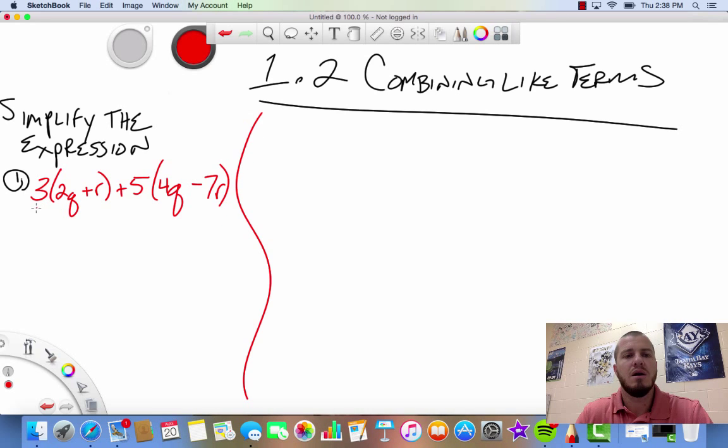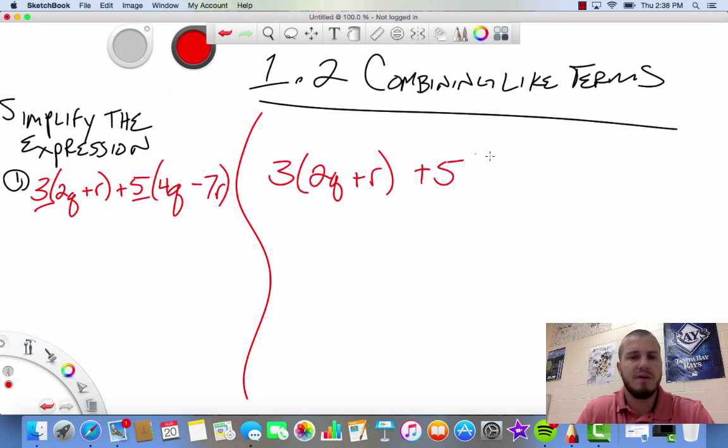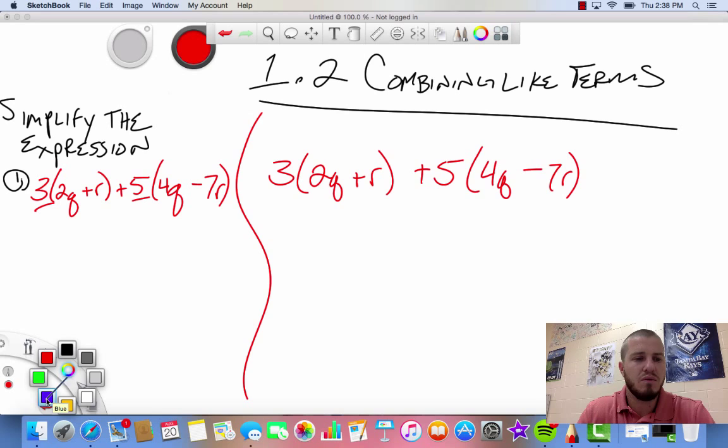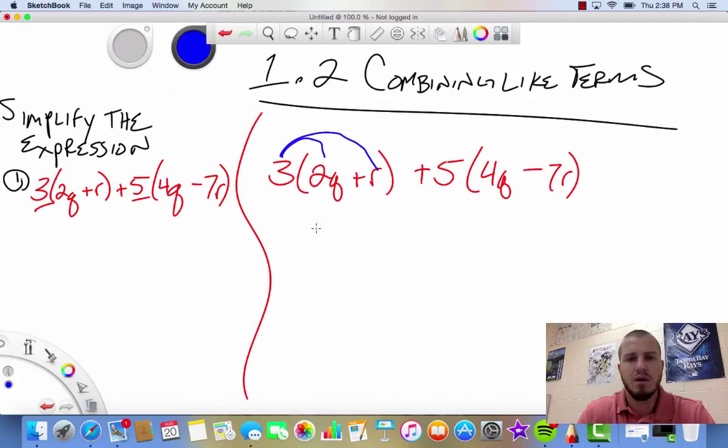the integers that are being multiplied to the parentheses. So I have, let me rewrite this, 3 times (2q plus r) plus 5 times the quantity (4q minus 7r). And this 3 needs to be distributed to both terms here. So that's going to make 6q plus 3r. 3 times 2q is 6q. 3 times r is 3r.